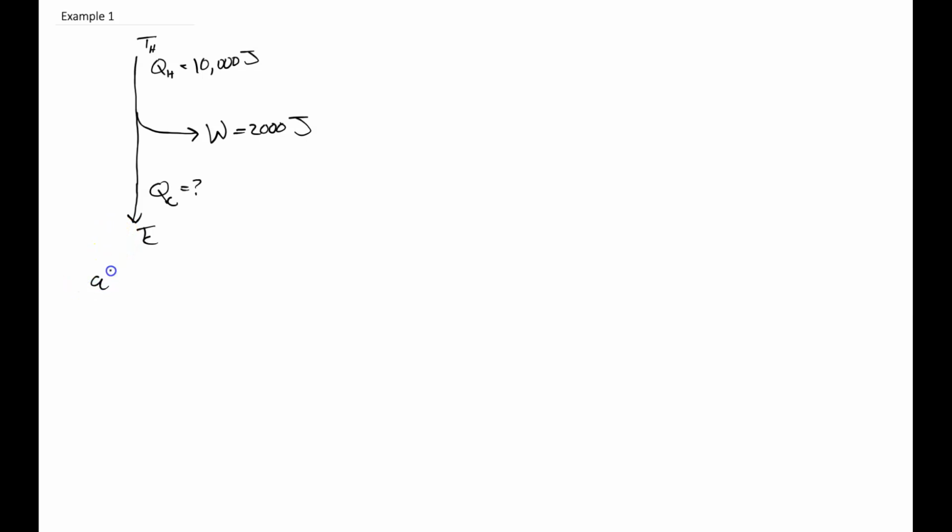For the thermal efficiency, little e, it's defined by the work done divided by the heat taken in from the high reservoir. So this is 2,000 joules over 10,000 joules, which is 0.20 or 20% efficiency.